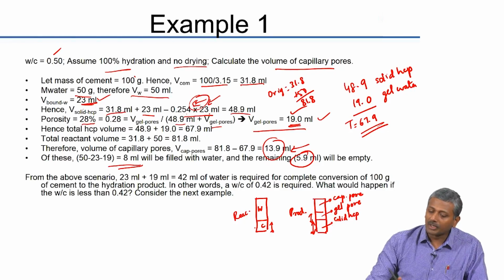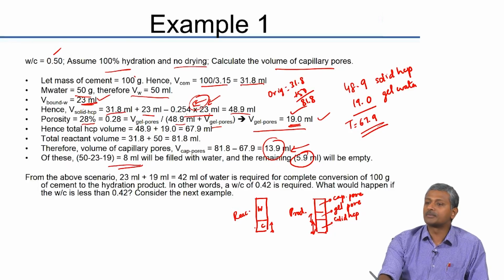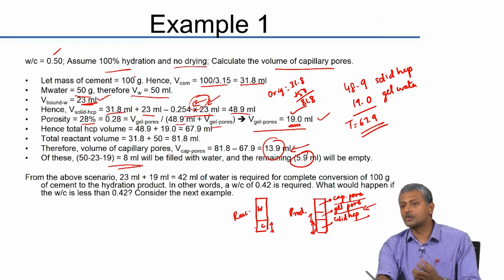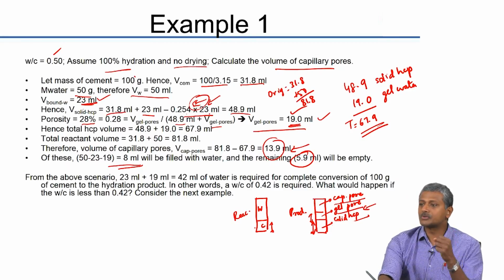And one more important part is, when you move to a lower water cement ratio system, your products will contain the solid HCP, the gel pore, capillary pore, and one more ingredient, unhydrated cement. Okay? That means it is also part of your solid structure now, which is why your capillary porosity is reducing.